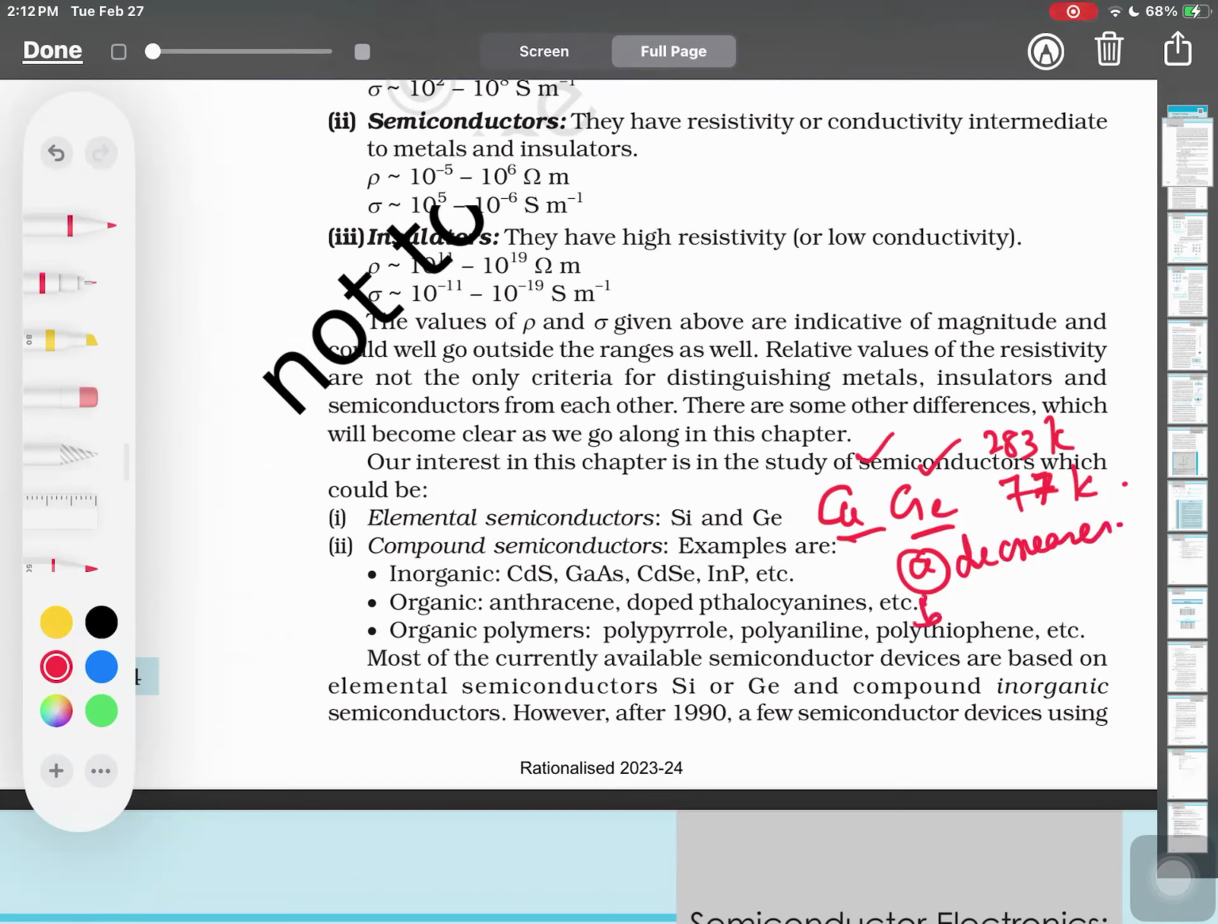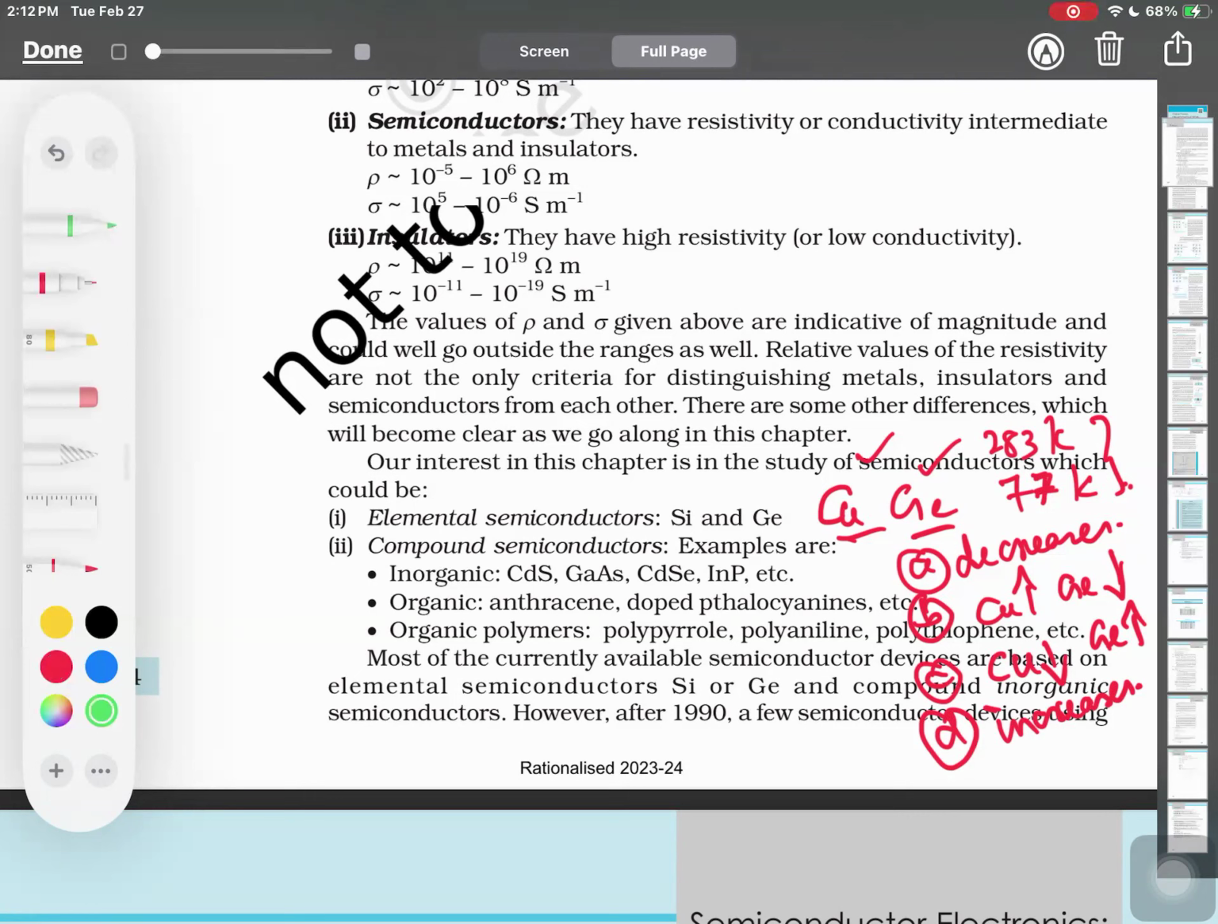Then option B: resistance of copper strip increases and germanium decreases. Then the opposite: copper strip decreases and germanium increases. Then each of these increases, both increase. These are all the options. What will be your answer? See, it is cooling now. The temperature is decreasing for copper and germanium. What is the correct option now?